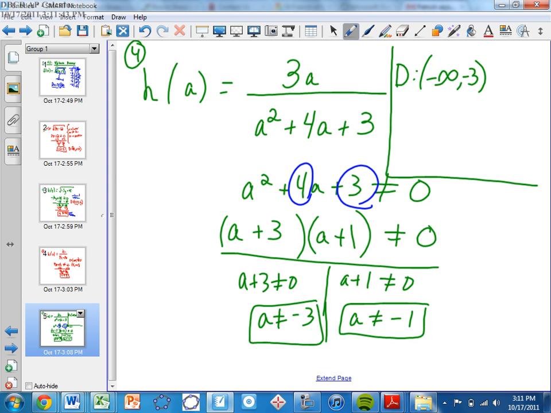Then it picks up again at negative 3 to negative 1. Very good. It goes from negative 3 all the way to negative 1, but we got to stop there. And then it picks up from where? Infinity. All the way to infinity. Yes.